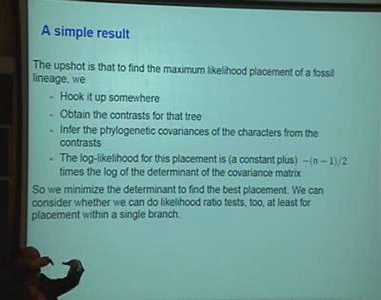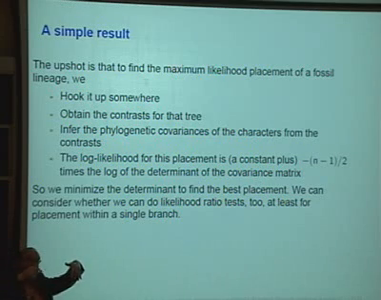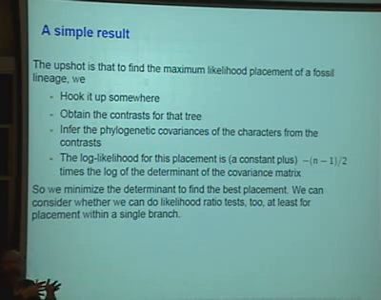So we take the one fossil and we go into the tree and hook it in all possible places, estimate the contrast for each, estimate the covariances for each, find the determinant of the covariance matrix, and we try all possible placements till we find the one that minimizes that.